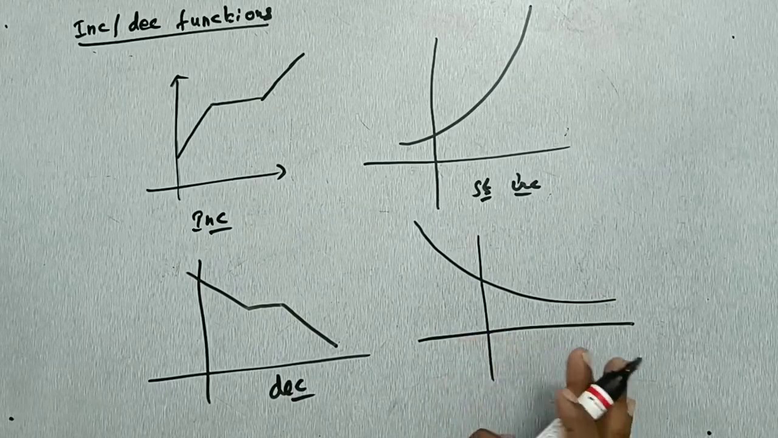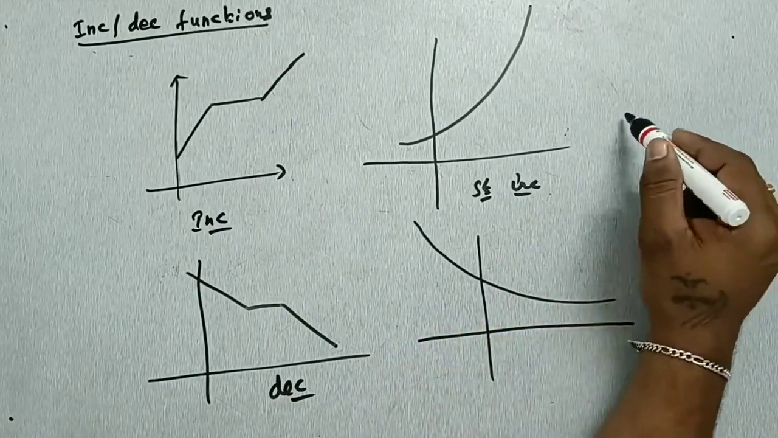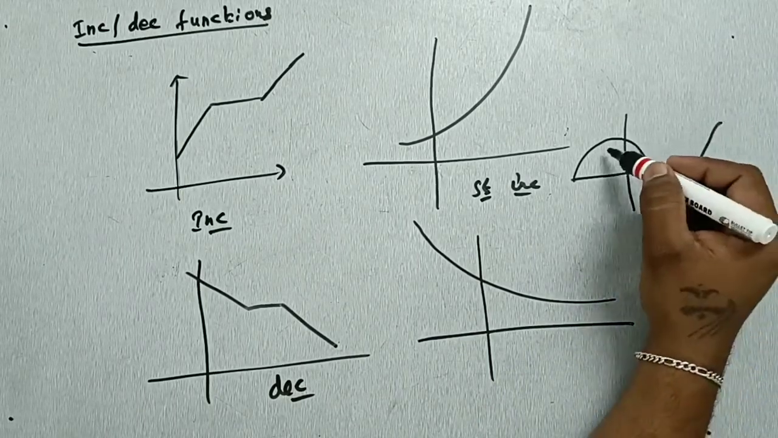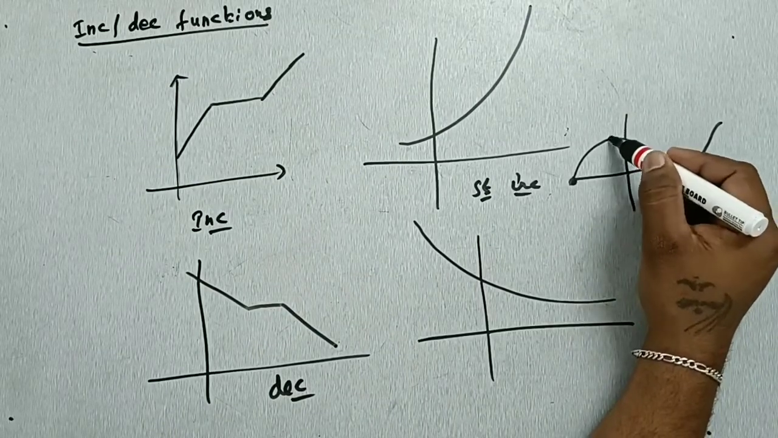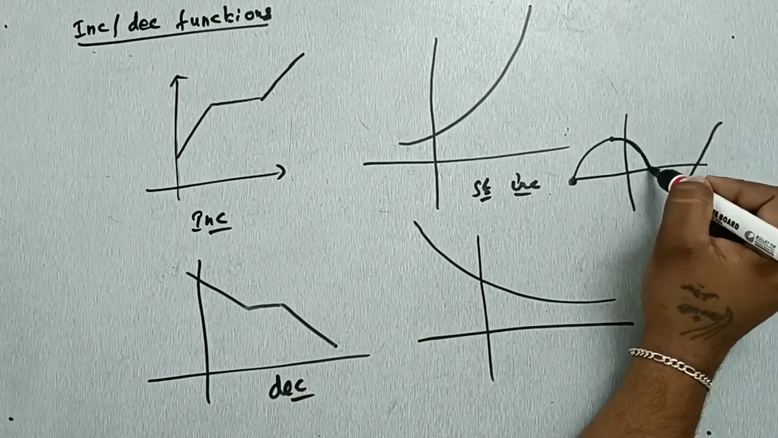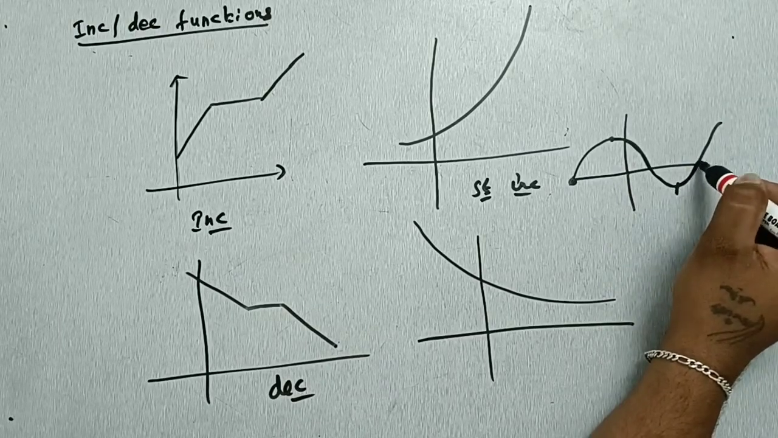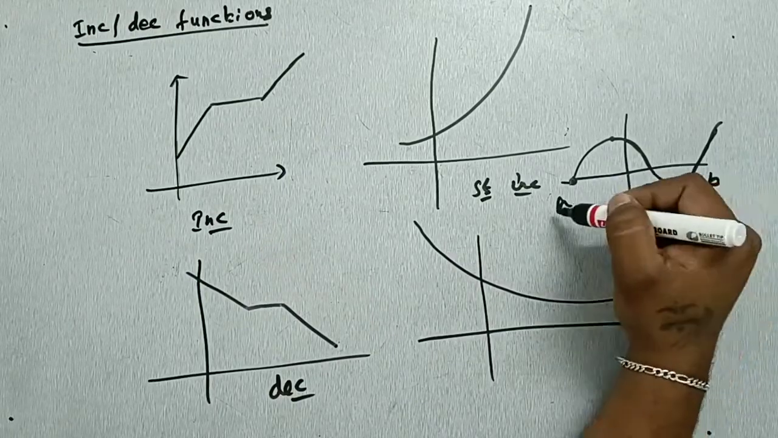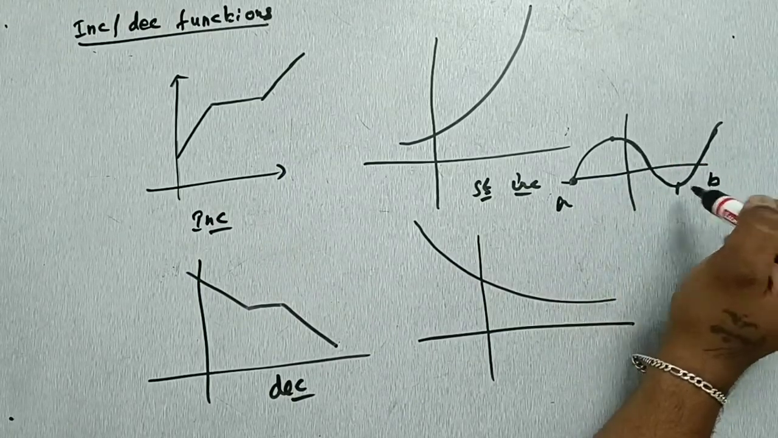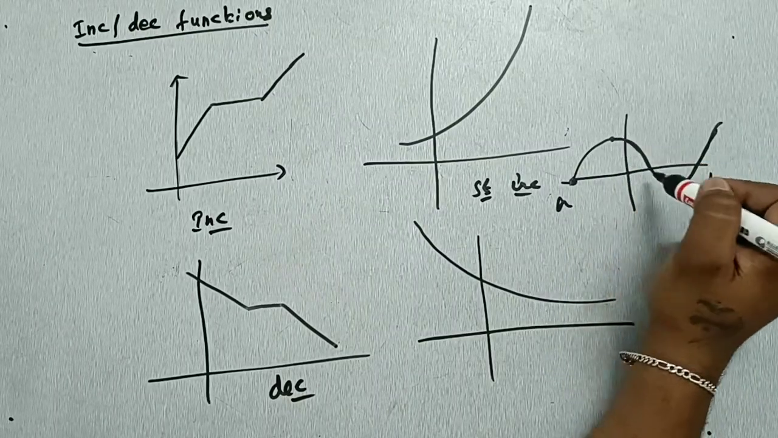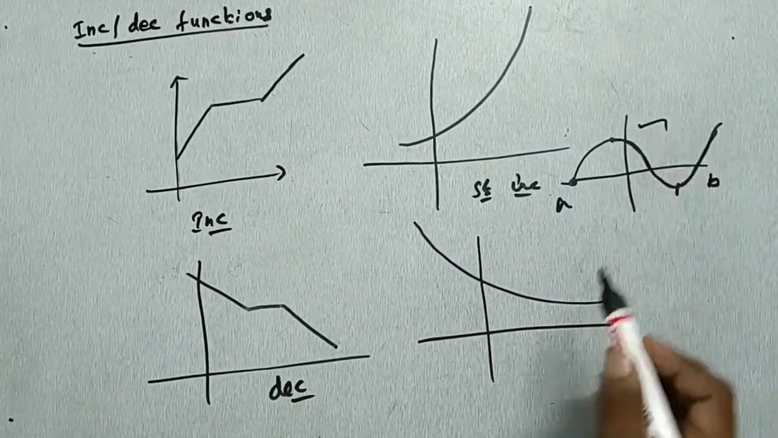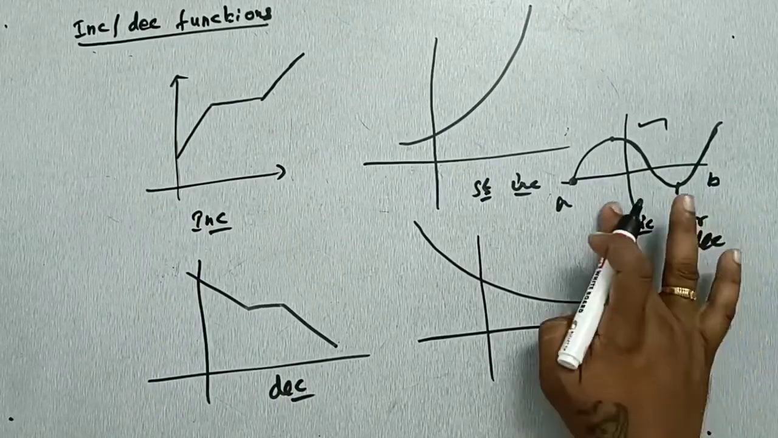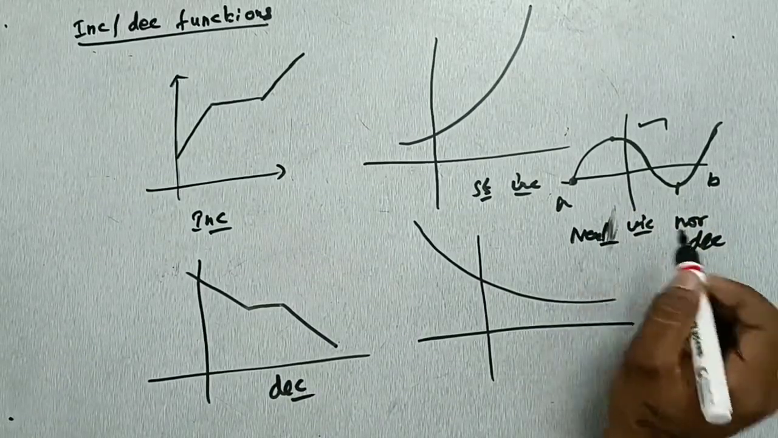We can find one more graph also, that is neither increasing nor decreasing. We can take a graph like this. This graph is neither increasing nor decreasing because from the start to this point it is increasing, from here to here it is decreasing, and again it starts to increase from here. So over the whole interval, for example the interval a to b, it is neither increasing nor decreasing because at some points it is increasing and at some points it is decreasing. So this graph is an example for neither increasing nor decreasing.